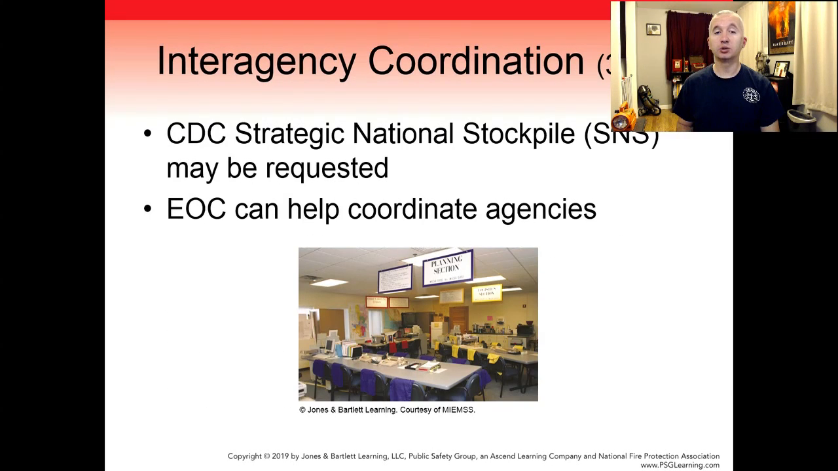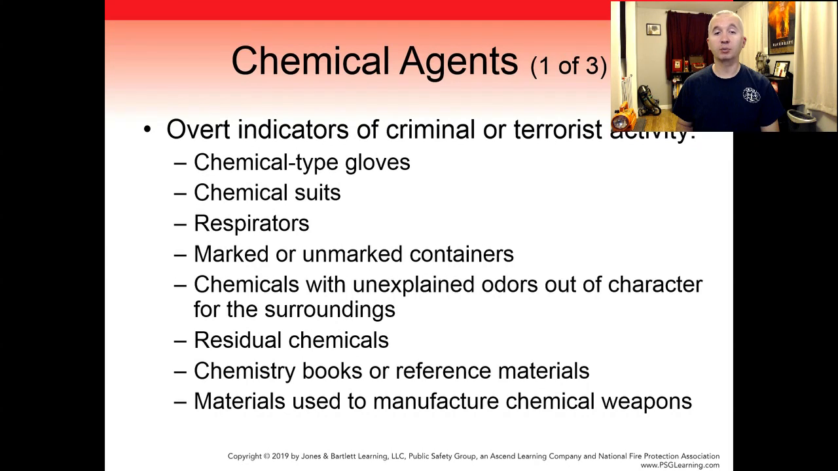The CDC Strategic National Stockpile may be requested if large caches of pharmaceuticals are needed, and the EOC can help coordinate all involved agencies. It is usually set up in predetermined remote locations and staffed by experienced command and staff personnel. When responding to chemical agent calls, indicators of possible chemical or terroristic activity involving chemical agents may vary. Overt indicators could include chemical-type gloves, chemical suits, respirators, marked or unmarked containers, chemicals with unexplained odors out of character for the surroundings, residual chemicals, chemistry books or reference materials, and materials used to manufacture chemical weapons.